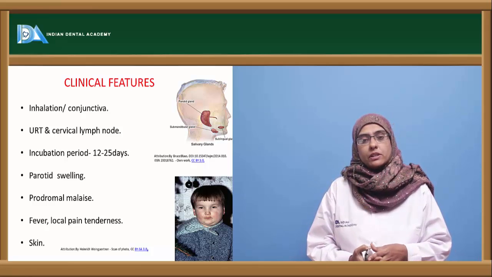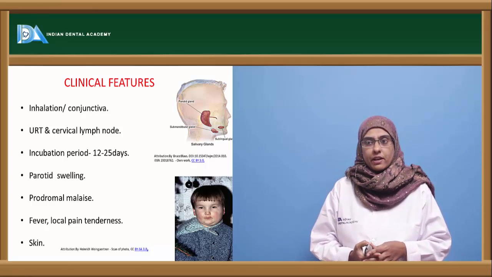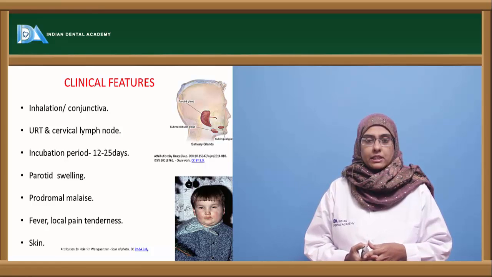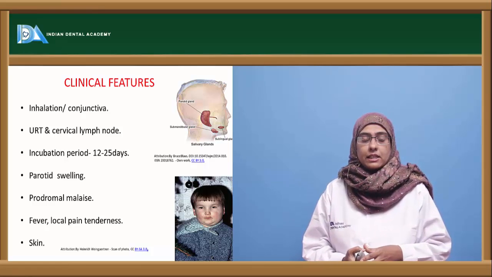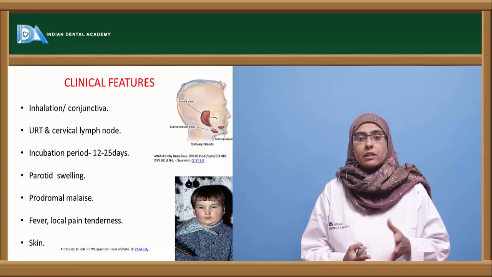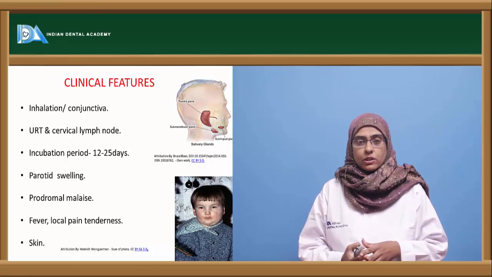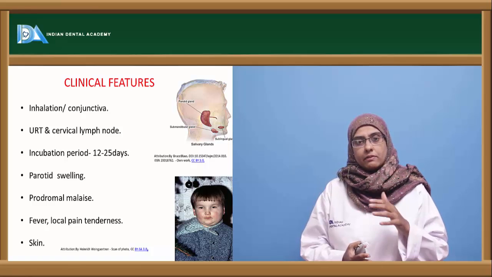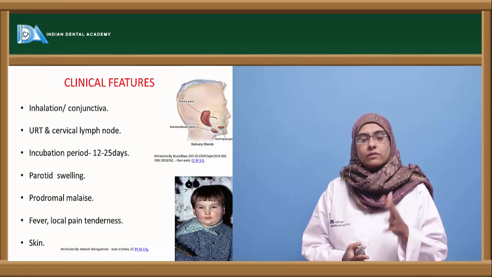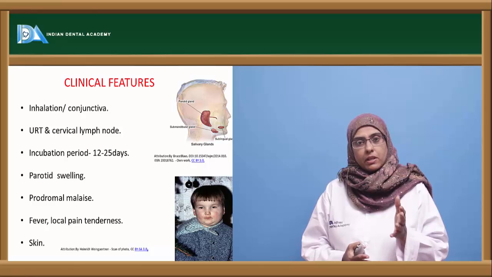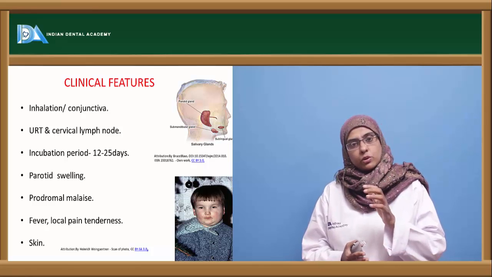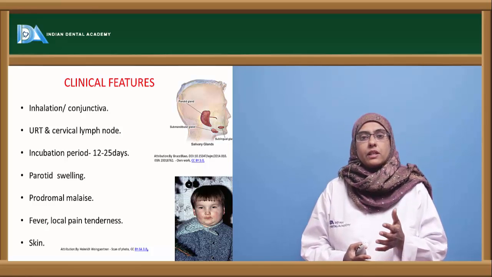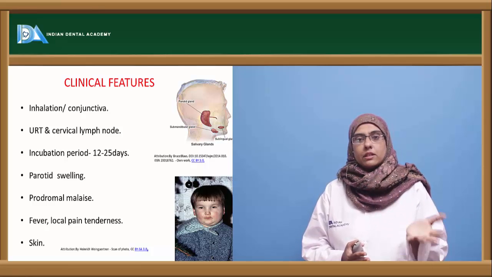The incubation period of this disease is around 12 to 25 days, and the characteristic first sign identified as mumps is swelling in the parotid glands. So here you can see there is a swelling in the parotid gland which gives the initial sign of this infection. Apart from that, prodromal malaise can also be taken as an indicative sign for mumps.